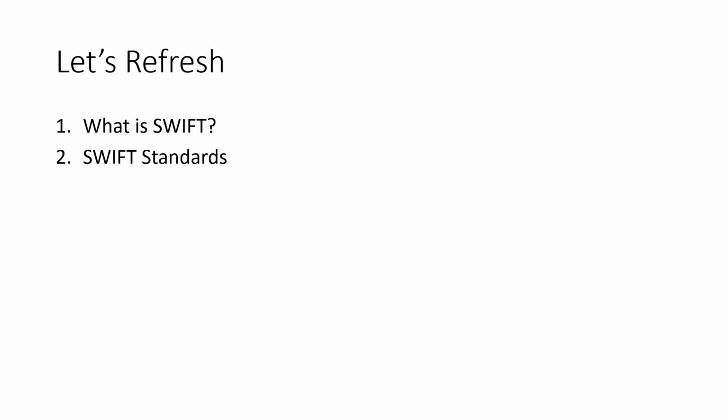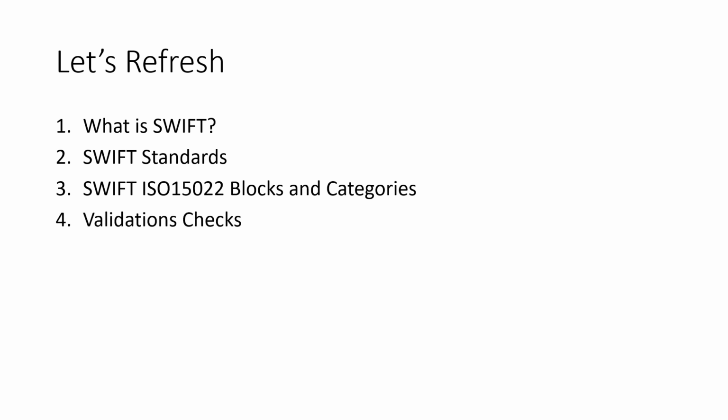We also mentioned two standards. The first one was the MT format, or the ISO 15022, and the MX format, or the ISO 20022. We started with the MT format and we went through its blocks, and we mentioned that there are 5 blocks present. We also mentioned that certain validation checks happen within the Swift net to make sure there are no errors in the messages that are being transmitted.